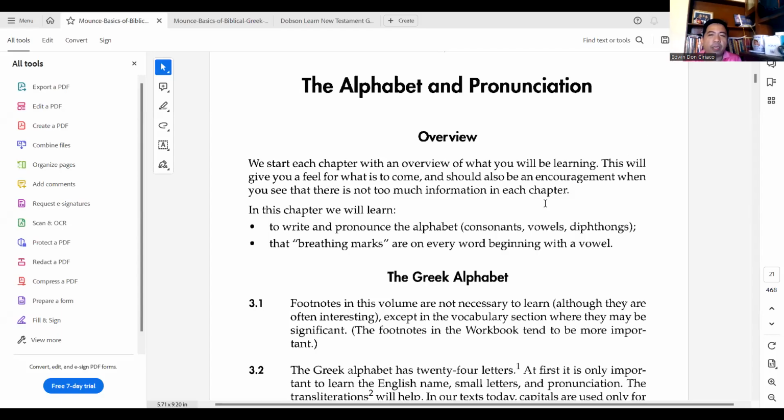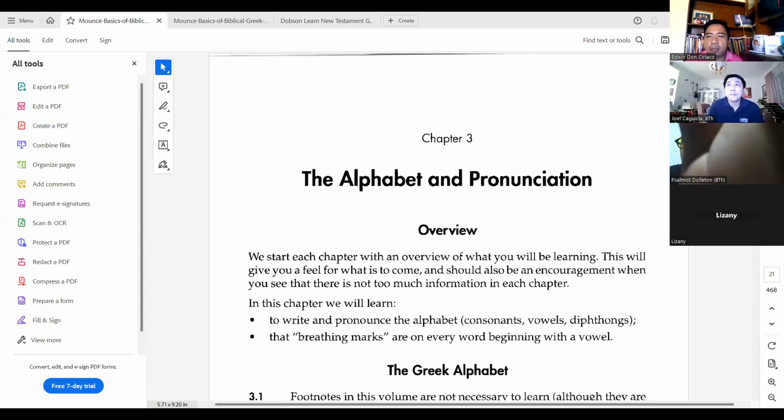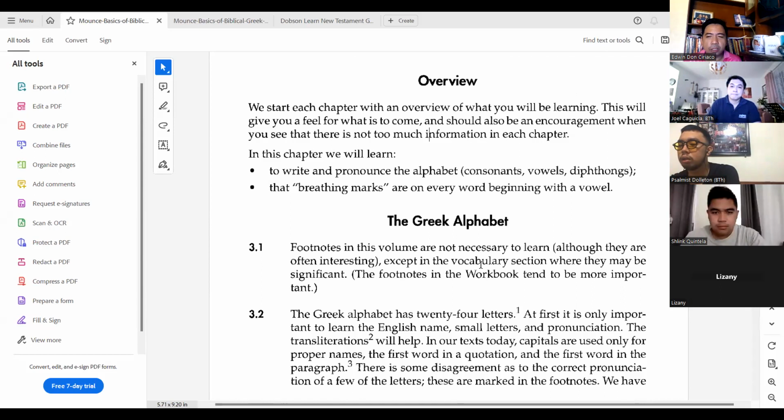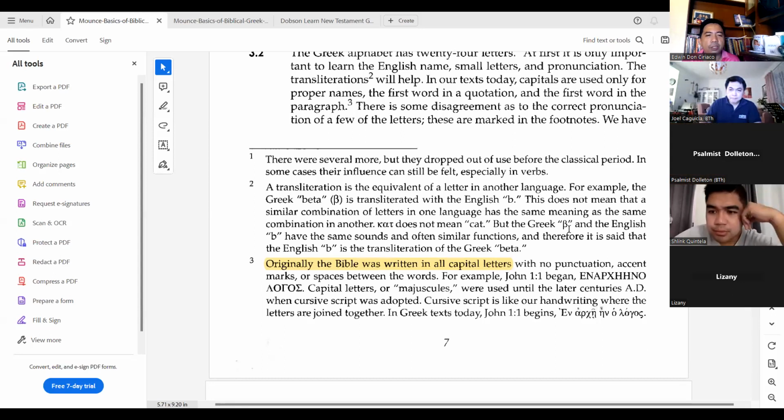So this is the first few pages of William Helms, Chapter 3. We skip chapter 2 because I believe along the way you're also trying to remember and write down the alphabet in Greek. So just a few reminders about William Helms before we go over to John Dobson's book. So we see here that this is the Greek alphabet, and then the footnote says originally the Bible was written in all capital letters.